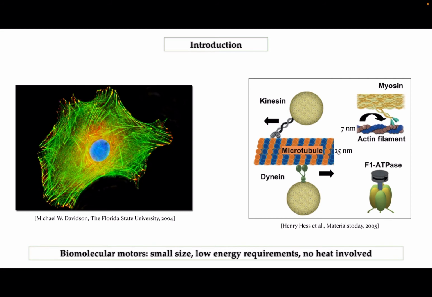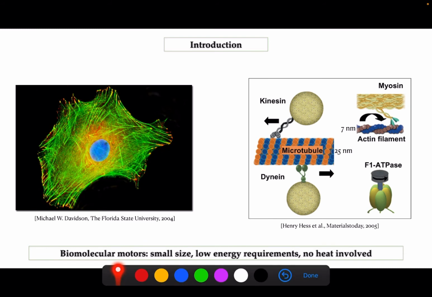In the cell, materials need to be moved and forces need to be generated. The figure on the left shows the cytoskeleton of a cell, fluorescently labeled and magnified under a microscope. Around the center, we see the nucleus of the cell. The green line shows the structure of the cytoskeleton, which is composed of various filaments.